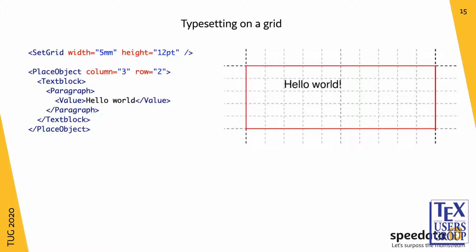The grid is an invisible part of the layout, but it's very important when you create documents. You can set it to any size you want. In this example, it is used to place the text in a given position.